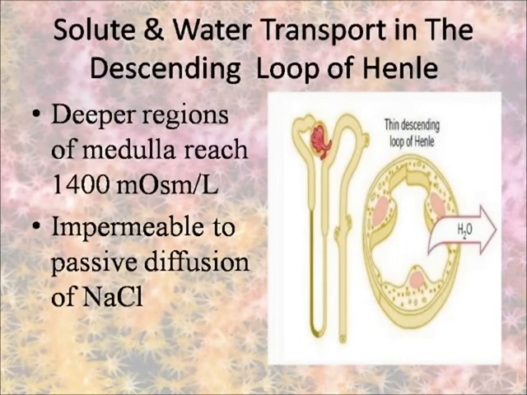Solute and water transport in the descending loop of Henle. At deeper regions of the medulla, the osmolarity reaches 1400 milliosmol per liter. The descending loop of Henle is impermeable to passive diffusion of sodium chloride, but it is permeable to water. Hypertonic interstitial fluid causes water movement out of the descending limb via osmosis, and water enters capillaries. Fluid volume decreases in the tubule, causing higher sodium concentration in the ascending limb.